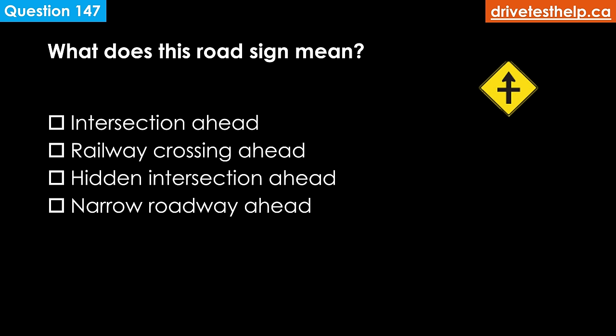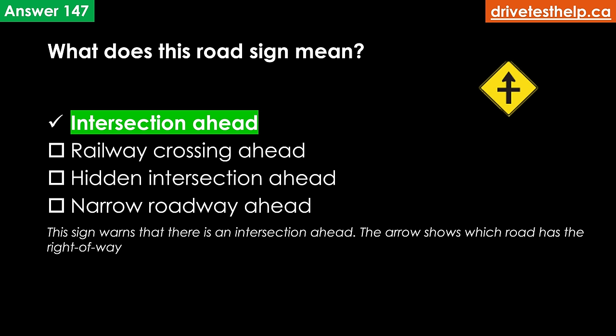What does this road sign mean? Intersection ahead, railway crossing ahead, hidden intersection ahead, narrow roadway ahead. The correct answer, intersection ahead. This sign warns that there is an intersection ahead. The arrow indicates which road has the right of way.